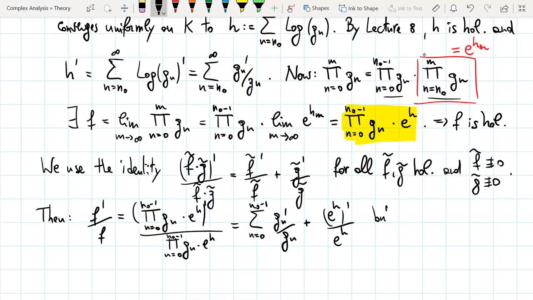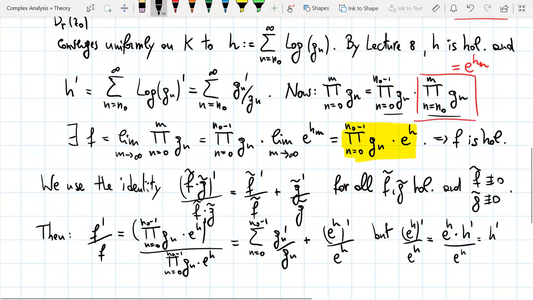Okay, but what is the derivative of e to the H? E to the H prime divided by e to the H. So above we have e to the H times H prime divided by e to the H. And this is H prime. But H prime, we saw before, what was H prime? H prime, you see it here, this is this infinite sum.